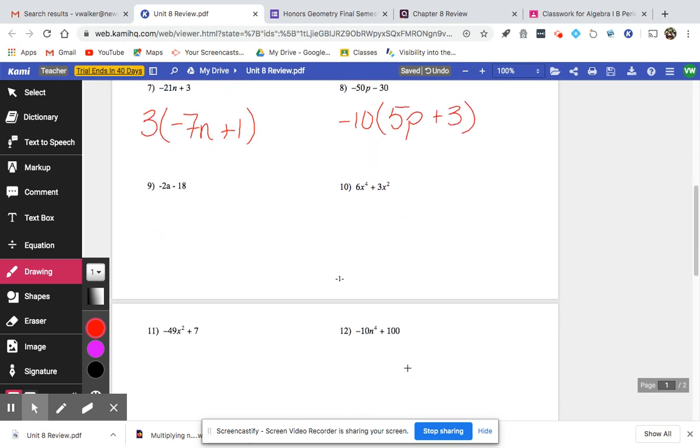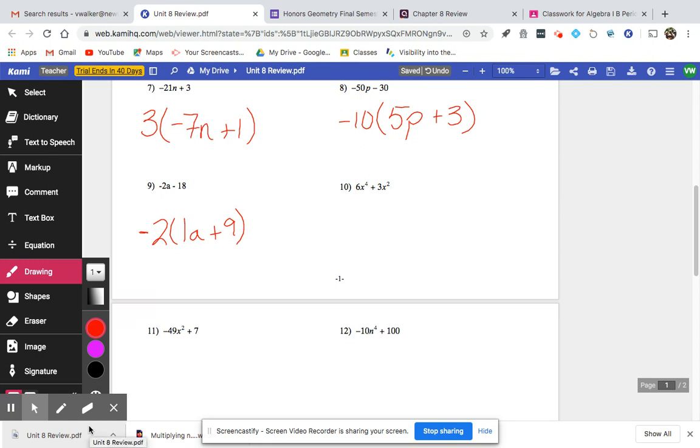Number 9, negative 2a minus 18. Both of them don't have a variable. So I look at numbers. Both of them are negative. So I can at least put a minus sign out there. Now I look at 2 and 18. What's the largest number that can go into both? It's 2. So 2 times 1, so you can put a 1 there if you wish. That 1 is not necessary, but you can put it in there if it makes you feel better. So negative 2 times 1 is negative 2a. Negative 2 times what gets you negative 18? That's a positive 9.